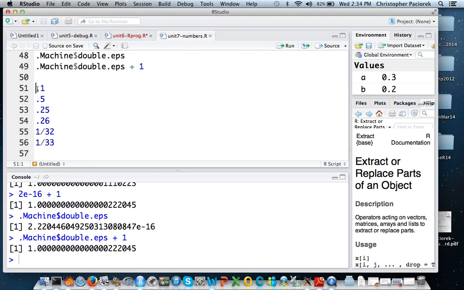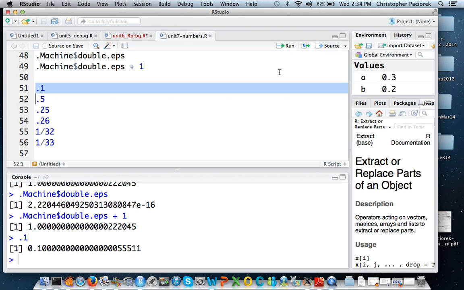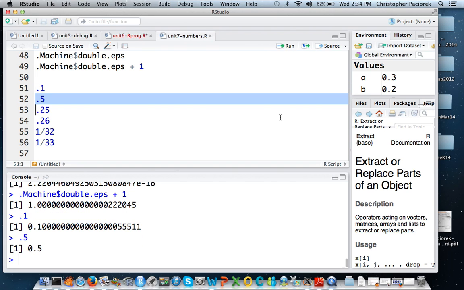Okay, so let's go back to this question of what numbers we can represent exactly. We already saw that with 0.1, as long as we set options of digits to be sufficiently many digits so that we could see it, we can see that it's not represented exactly. But what if we look at 0.5? Oh, that's kind of nice. So we actually got 0.5.